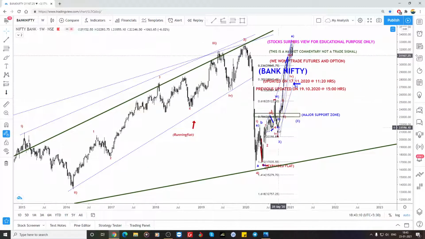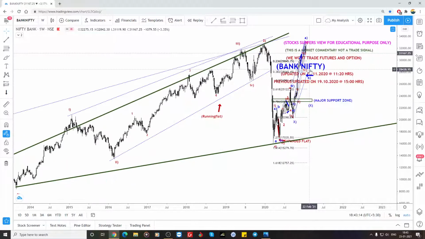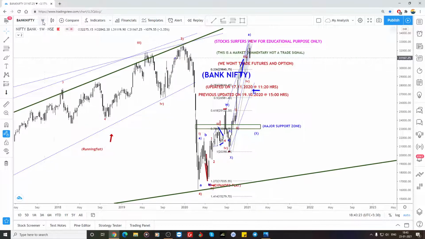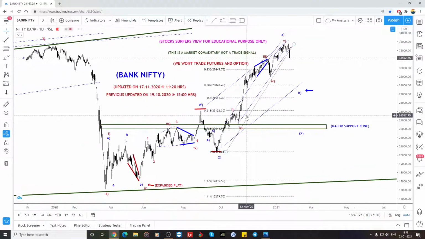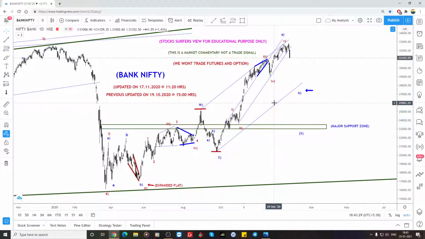And whether we are in that fifth wave and it is going to end, or it is in that fourth wave as an irregular flat, we can't say. So as of now, here is a B, 1, 2, 3, 4, 5 as a W, X, again A. So I'm expecting B, and again C. That is also possible.